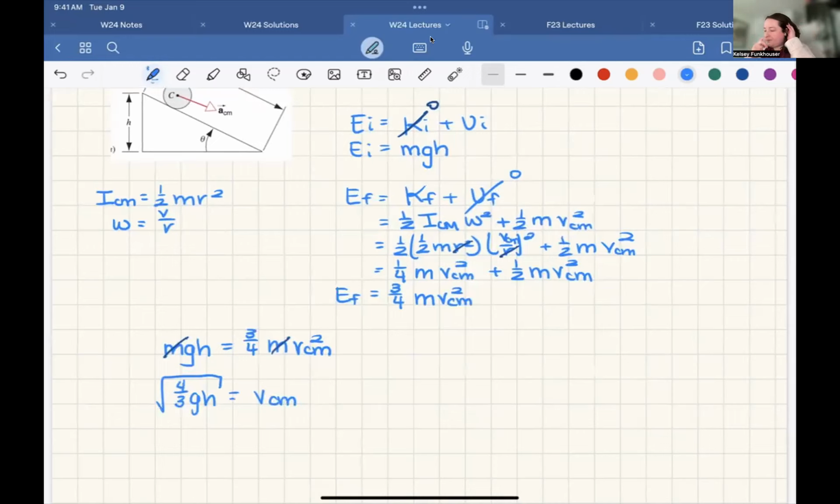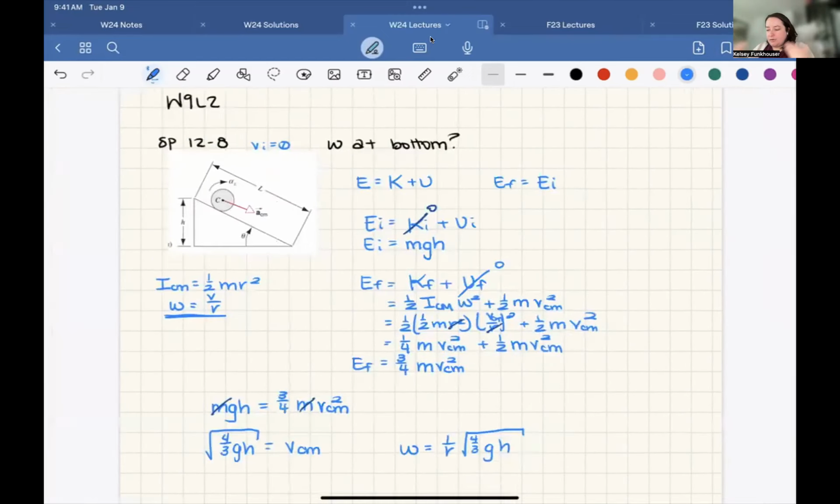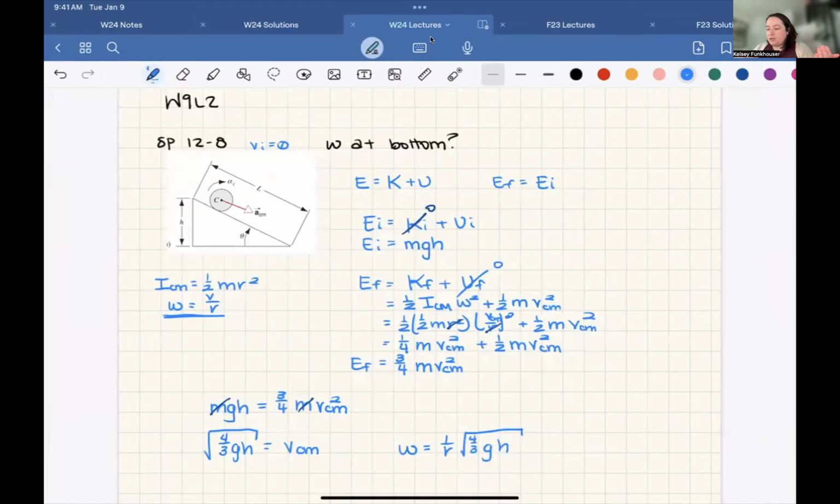And as I said, we can also find the angular velocity. That's just the velocity divided by the radius. So the angular velocity is 1 over r times the square root of 4/3 gh. So that is that problem. And so it was just conservation of energy. Initially, there was no kinetic energy, and then in the final, there was no potential energy. We used our rotational kinetic.